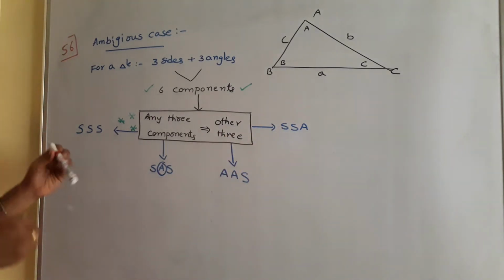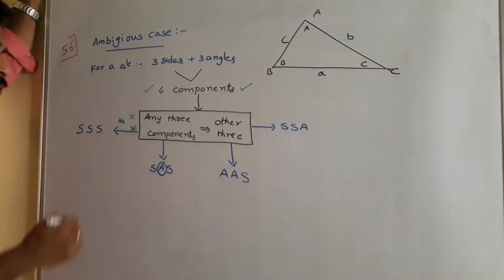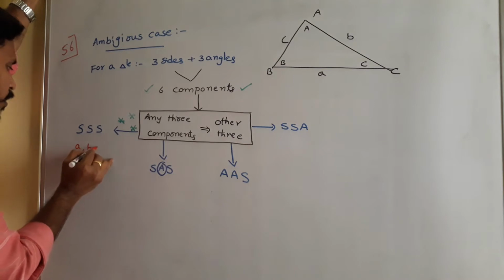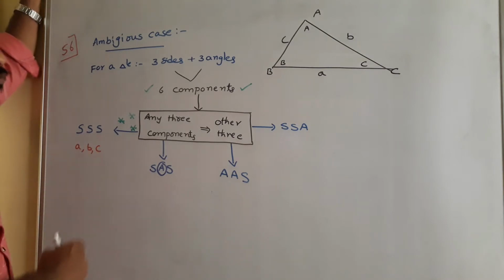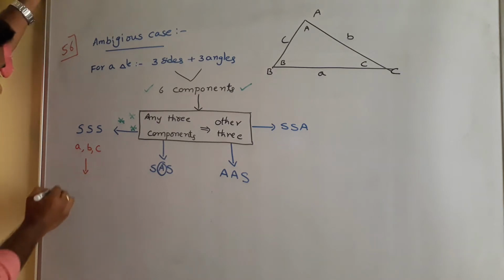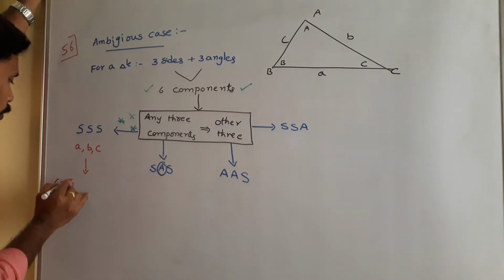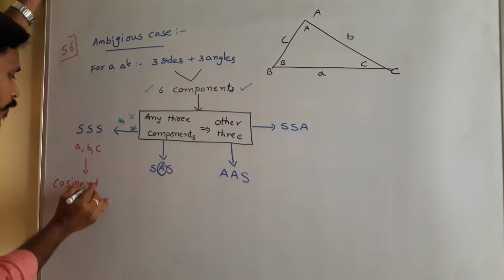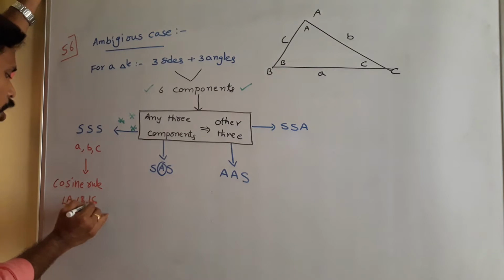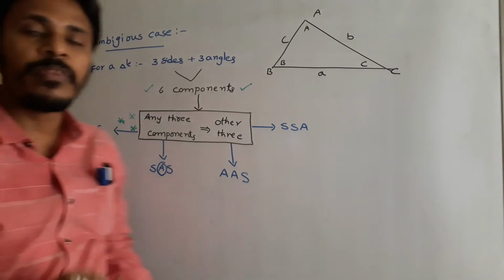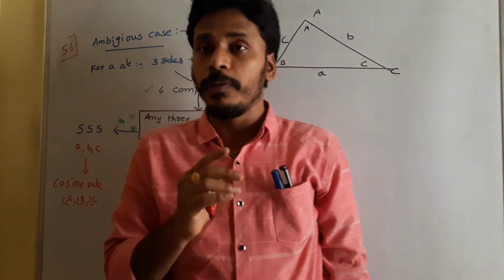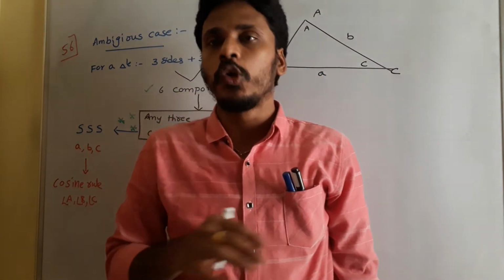See, first of all you just look at it. SSS, that means you know 3 sides of a triangle ABC. If you know 3 sides of a triangle, small a, small b, small c, then easily you will find angles using the cosine rule. I think you are all familiar with the cosine rule. Using the cosine rule we will find angles. Okay, cos A, what is the formula for cos A? b square plus c square minus 2bc, no, b square plus c square minus a square by 2bc.